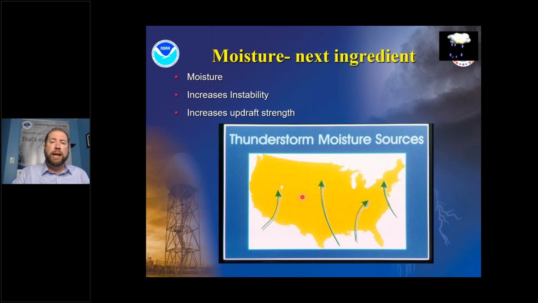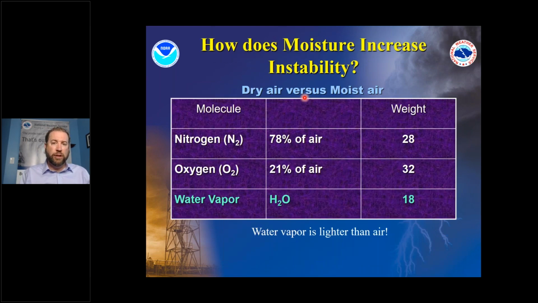We usually have plenty of moisture because we get it off the Gulf of Mexico, the Atlantic Ocean, but moisture does help in a lot of ways, not just because of clouds, but it actually increases the instability, more fuel, and it increases the strength of the updrafts, better support for winds and hail. So moisture is really, really important.